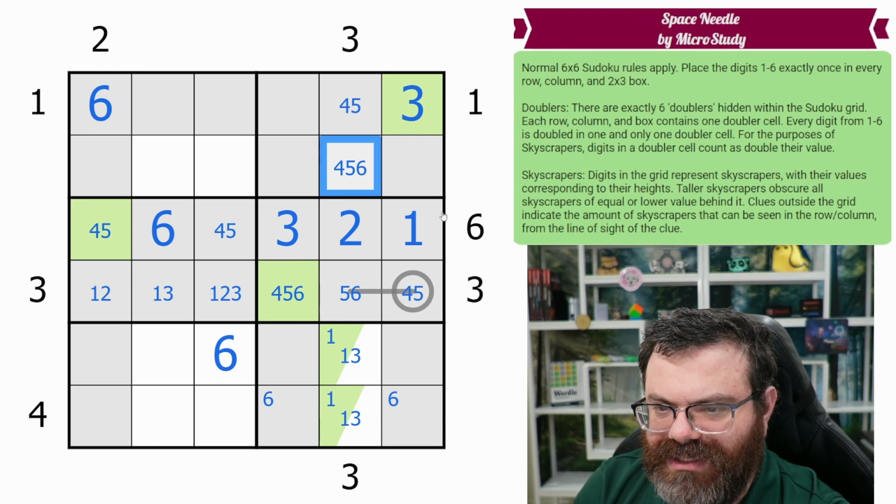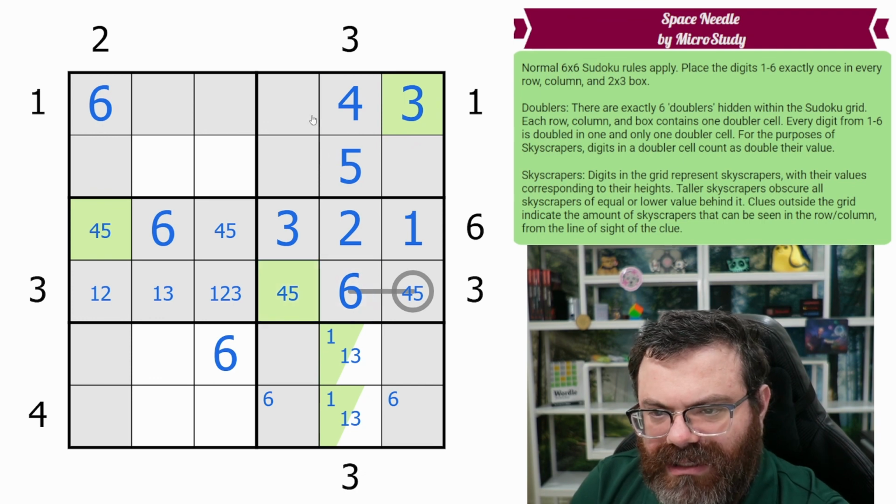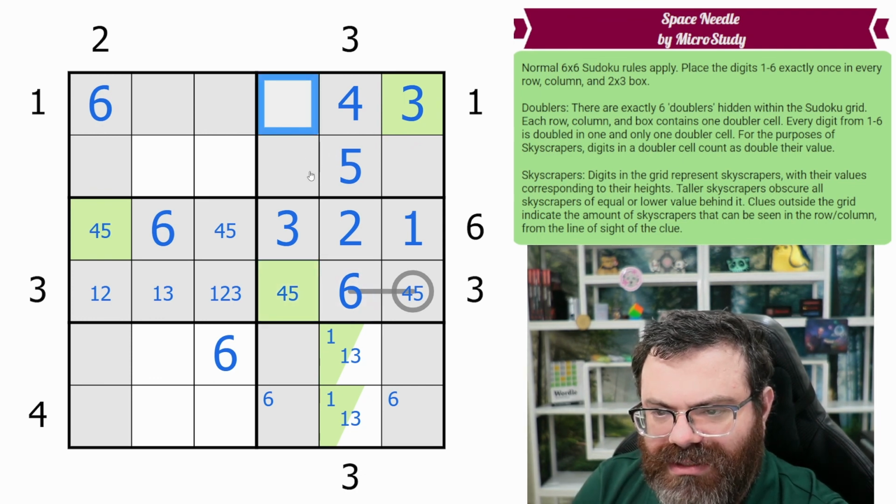Yeah, this certainly can't be a 6. Yeah, I think these just have to be 4, 5, 6. I think that's the only way we're seeing all 3. Okay. That's neat. We need a 1, 2, and 6 here. I'm just going to fill that and clean it up a little bit.